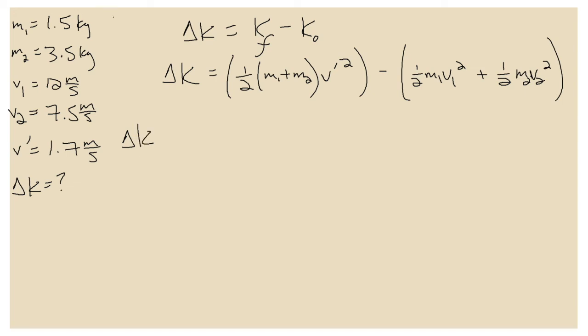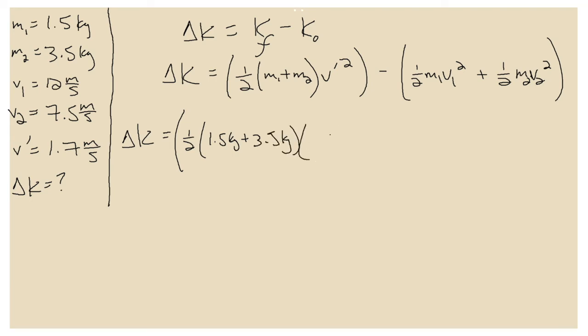So we have delta K. I'm just going to make sure I separate this very carefully here. We have delta K is 1/2 (m1, 1.5 kilograms, plus m2, 3.5 kilograms). That's 5, notice, times v prime squared. So that's going to give us 1.7 meters per second, and then we're going to square that whole thing. And that closes off our first term. That's just going to be a number.